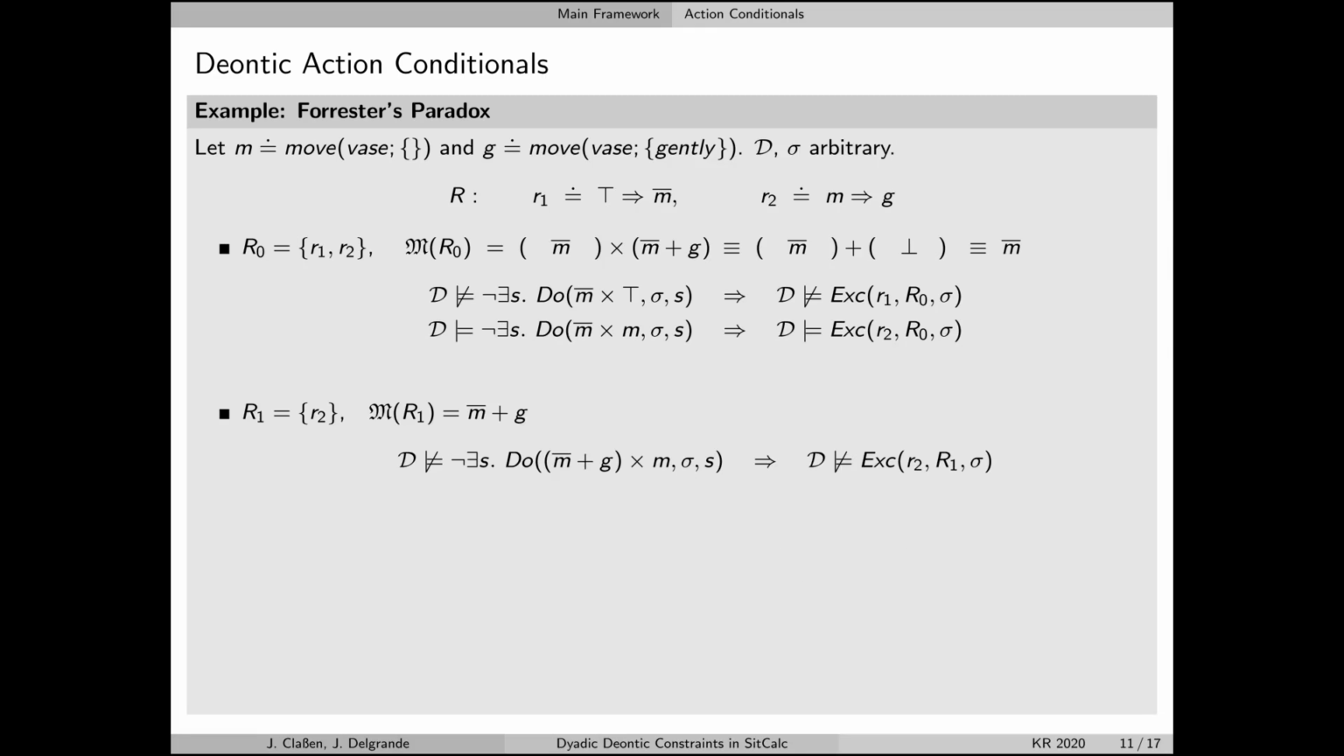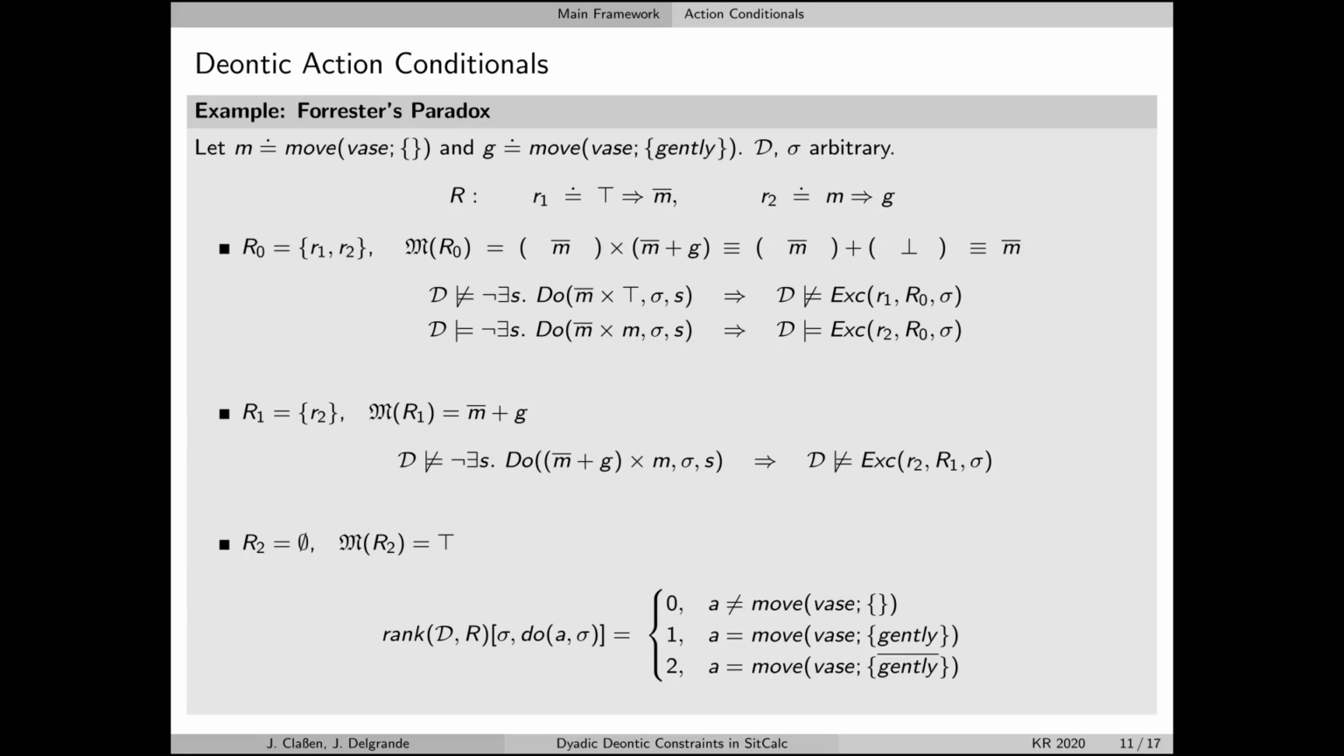The rule is not exceptional with respect to itself, and so at rank 2 we already end up with the empty set. The resulting ranking correctly assigns 0 to all actions distinct from moving the vase. Moving it gently has rank 1 and moving it non-gently has rank 2, so this example works out nicely.